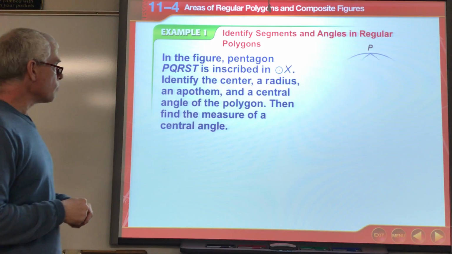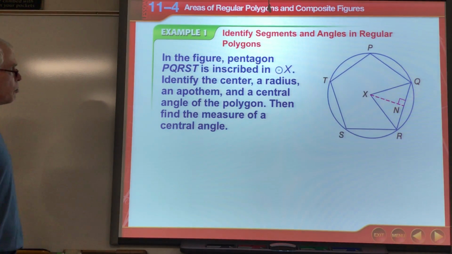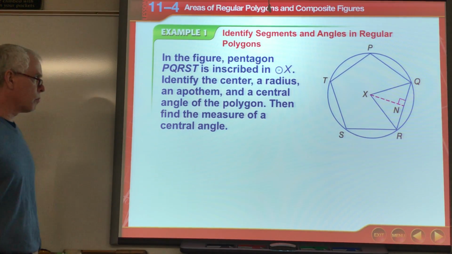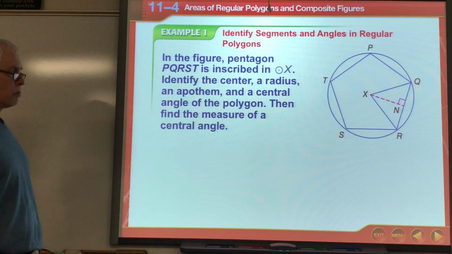Okay, and we're going to then find the area of each of the small parts and put them together, add them up. Okay, so in the figure, pentagon PQRST is inscribed in circle X. Identify the center, a radius, an apothem, and a central angle of the polygon. Then find the measure of the central angle.